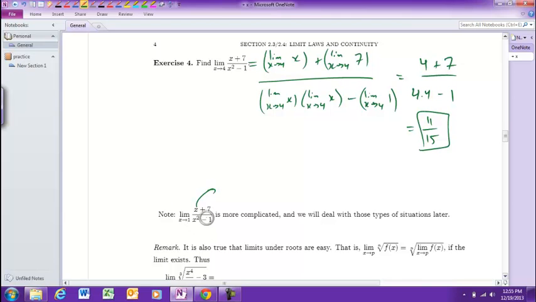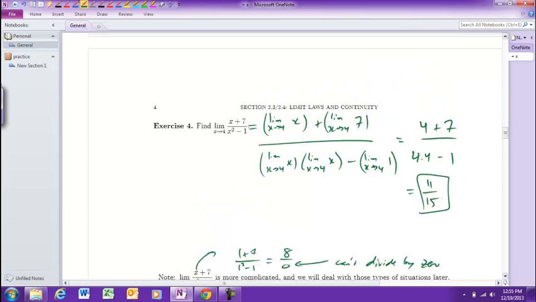A quick note is that this is actually much more difficult. And the reason is, if you try to plug in 1, you'd be getting 1 plus 7 on top, and then 1 squared minus 1 on the bottom. That's 8 divided by 0, but you can't divide by 0.